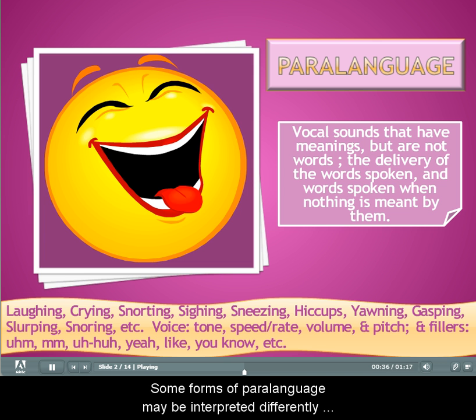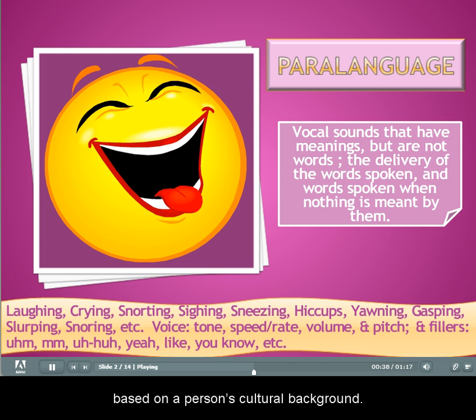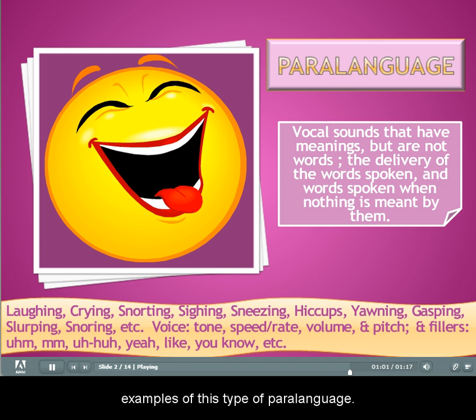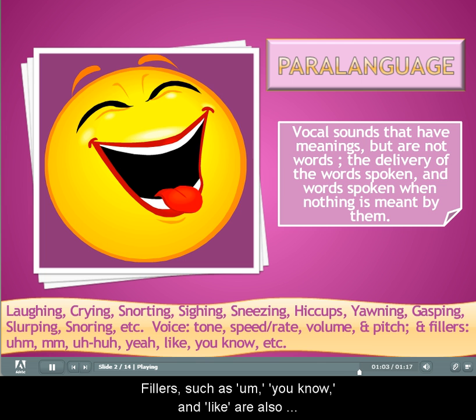Some forms of paralanguage may be interpreted differently based on a person's cultural background. For example, slurping in the Western world is often perceived as being rude. However, in many Eastern cultures, slurping is seen as a compliment to the chef. How a person delivers their words is also called paralanguage. The tone of voice, speed, volume, and pitch of the speaker are all examples of this type of paralanguage. Fillers such as "and" and "like" are also included in this category.